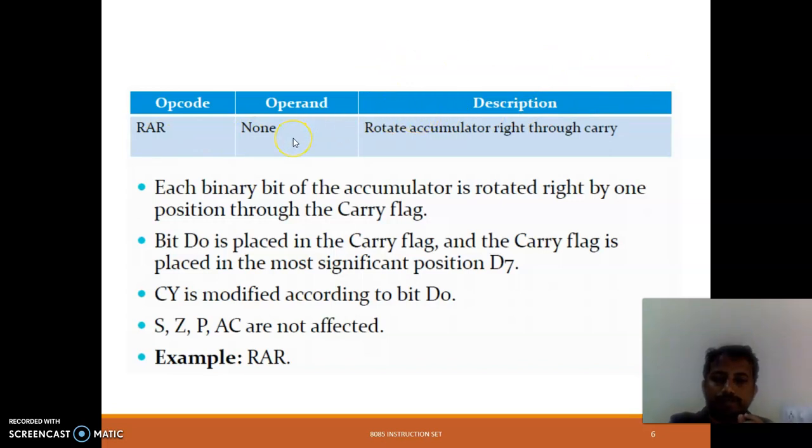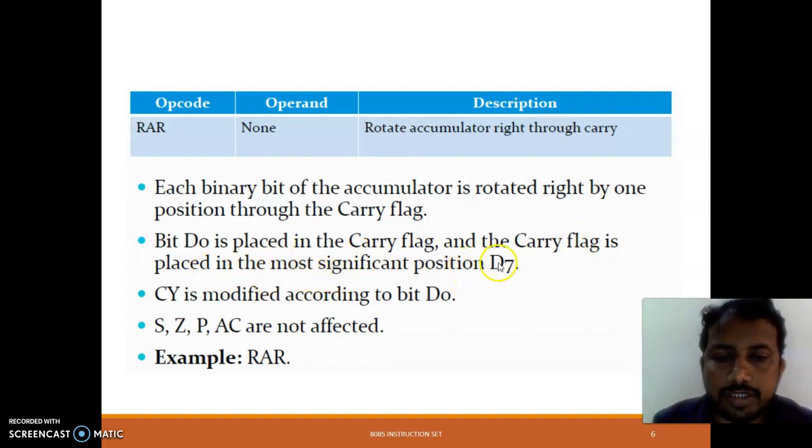So how do these positions move? If you number the bits from D0 to D7, the D7 bit would be shifted to D6, D6 to D5, D5 to D4, D4 to D3, and like that it proceeds till it reaches D0. Now this D0 would come into the carry flag, and the carry flag bit is moved into D7. As shown in the second sentence, the bit D0 is placed in the carry flag and the carry flag bit is placed in the most significant position, that is D7.